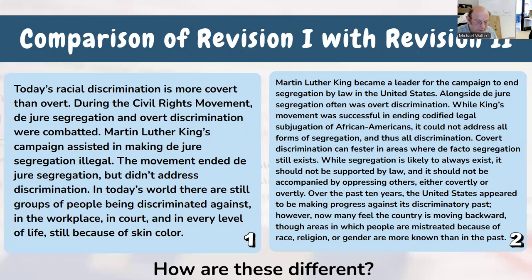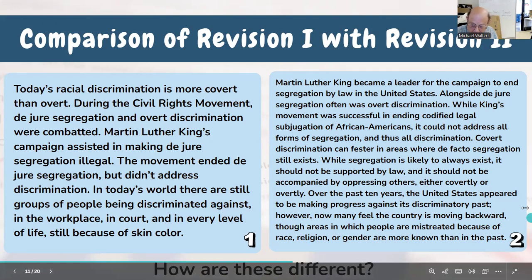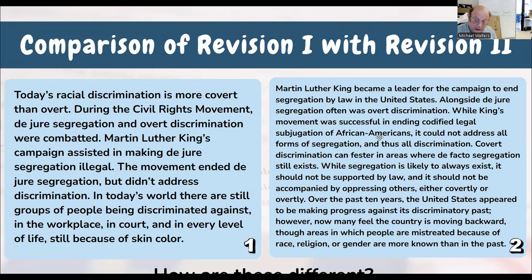Okay, now I am taking the revision from the previous paragraph, and now there's another revision next to it. So we have the revision to the left, and now to the right, we see this. I'll read this one out loud. Martin Luther King became a leader for the campaign to end segregation by law in the United States. Alongside de jure segregation often was overt discrimination. While King's movement was successful in ending codified legal subjugation of African Americans, it could not address all forms of segregation and thus all discrimination.